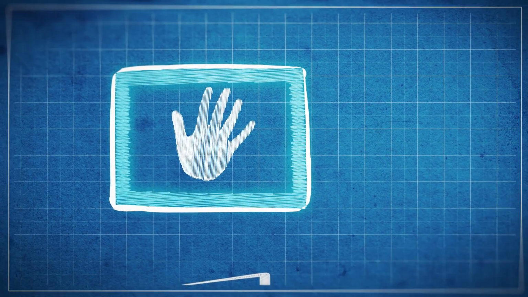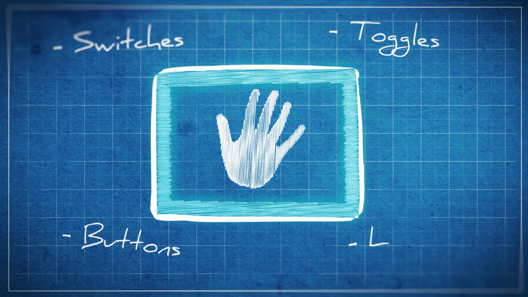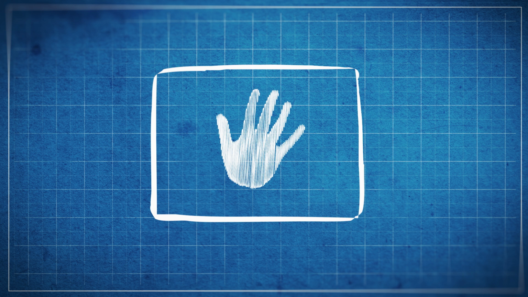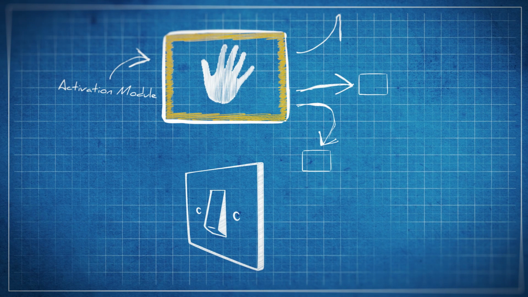So let's look specifically at the activation module. They've previously been referred to as switches, toggles, buttons or levers, and while they seem quite simple, they're actually quite powerful. So let's start from where they're simple and go from there. An activation module works somewhat like our light switch from earlier. We can manually switch it on and off, and it will output on and off accordingly.